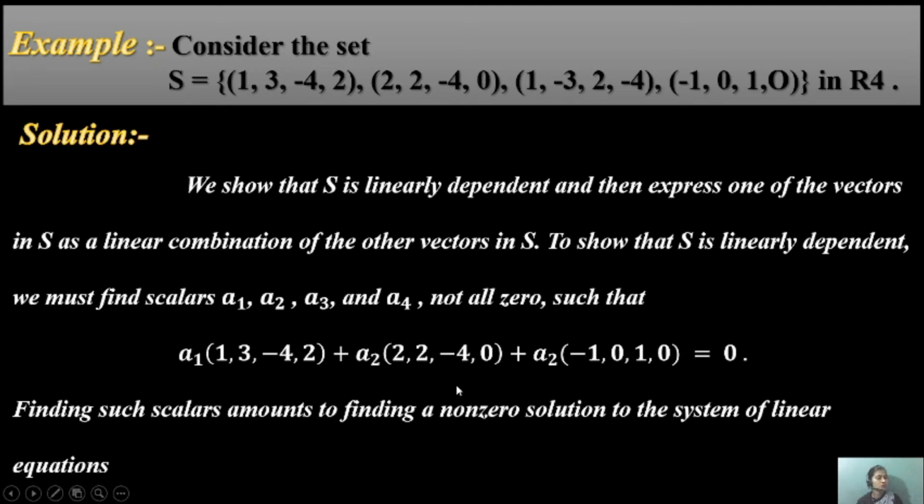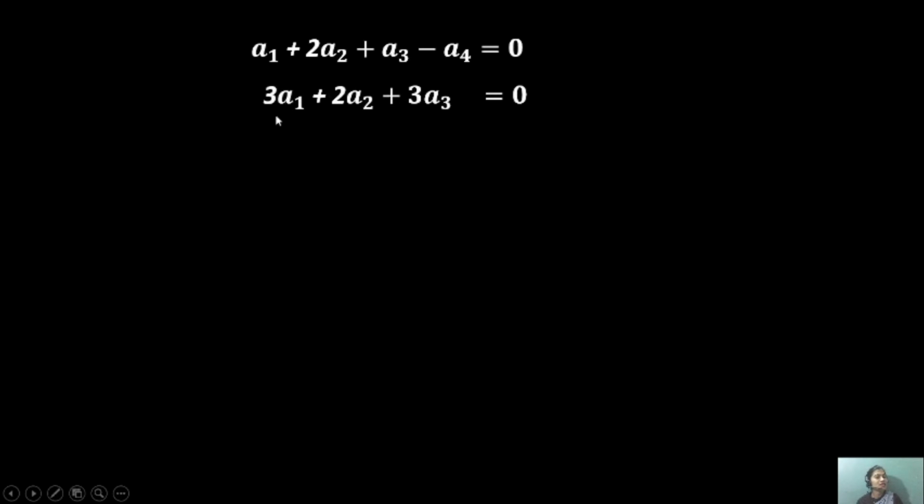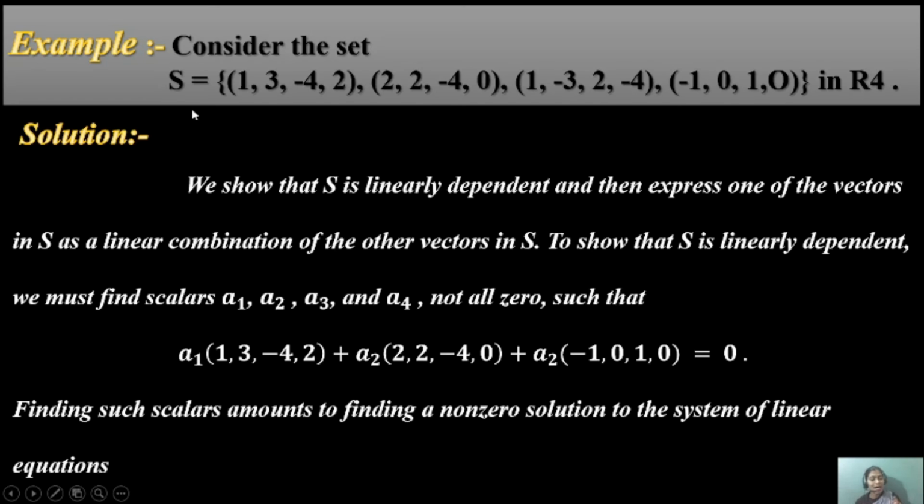Finding non-zero scalars that satisfy the equations: a1 + 2a2 + a3 - 4a4 = 0, and -3a1 + a2 + a3 = 0. Because a value will be generated, we add both of these equations.